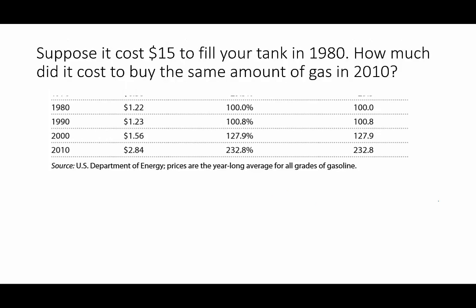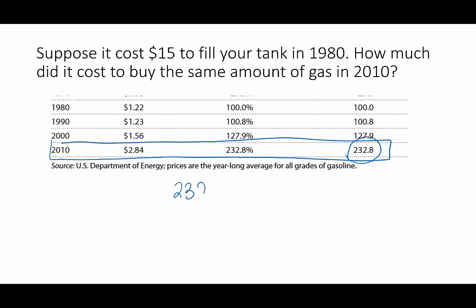Suppose it cost $15 to fill your tank in 1980. How much did it cost to buy the same amount of gas in 2010? Okay, so it cost $15 in 1980. Now we're interested in 2010. Well, what do we know about 2010? We know that its index number is 232.8, or that it was 232.8% more expensive. So we can use that. We can say, okay, it's going to be 232% of that 1980 value, and the 1980 value was $15.